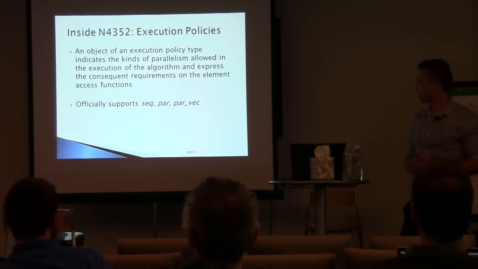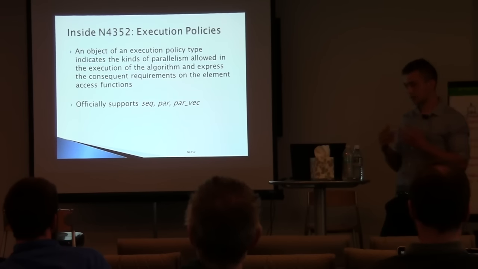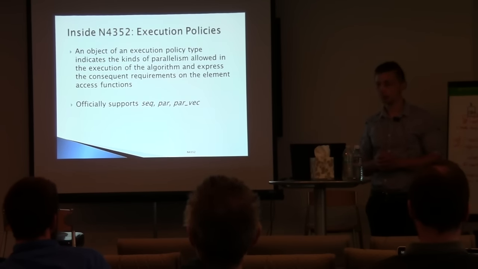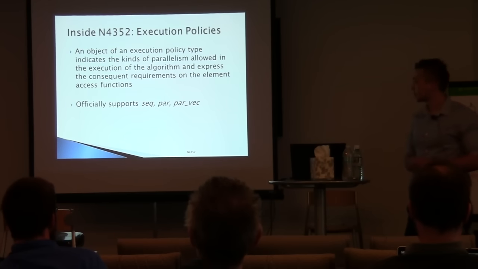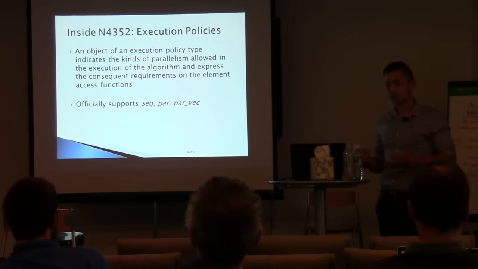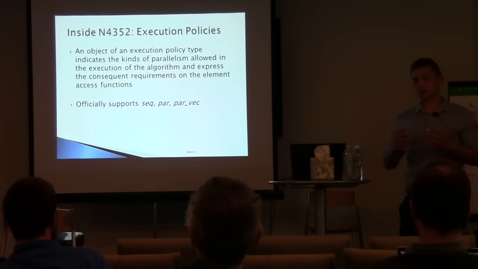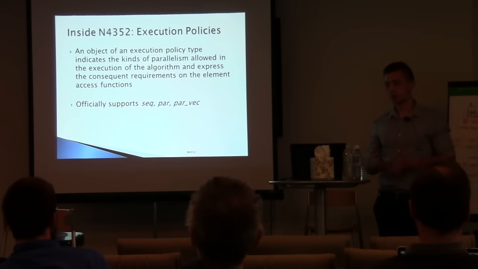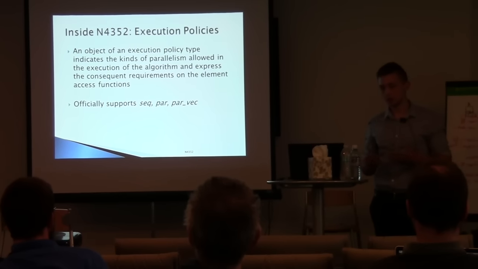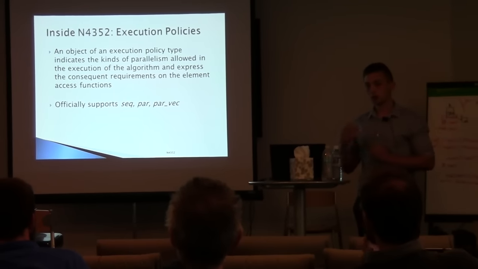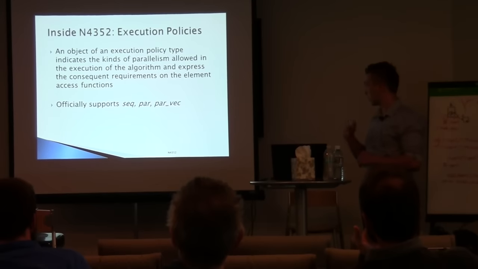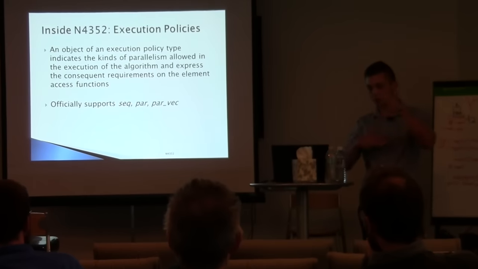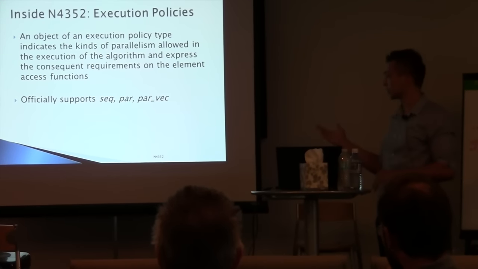But one new thing that will arise is an execution policy. So this is the one new argument that the STL brings. It's an object of an execution policy type that indicates the kinds of parallelism allowed in the execution and the consequent requirements on the element access functions. So what this means is that you're essentially passing in a tag so the algorithm knows which kind of execution to apply to that algorithm, whether it be sequential, parallel, or parallel vectorized, which allows multiple elements to be executed at the same time. But I won't be talking about par_vec as much. I'll be focusing on sequential and parallel.